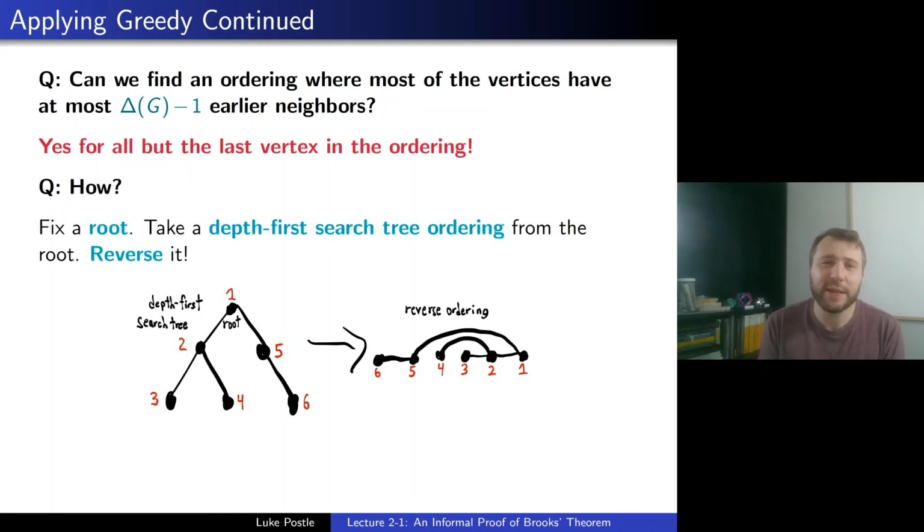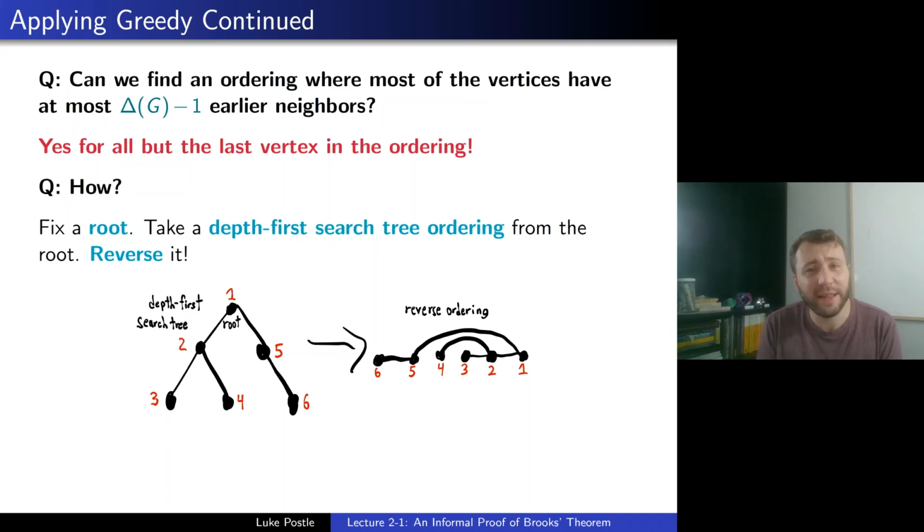So maybe you know this. The answer is fix a root and take a depth first search tree ordering from the root. And then you flip it, you reverse it. So here's a picture. We have some depth first search tree of our graph. Maybe our graph isn't a tree, but we just found it's connected. It has a spanning tree. So you make it a depth first, you order it from the root 1, 2, 3, 4, 5, 6 there. And then we take that and we reverse the ordering. So we put the root at the end and then 2, 3, 4, 5, 6, but in reverse order.